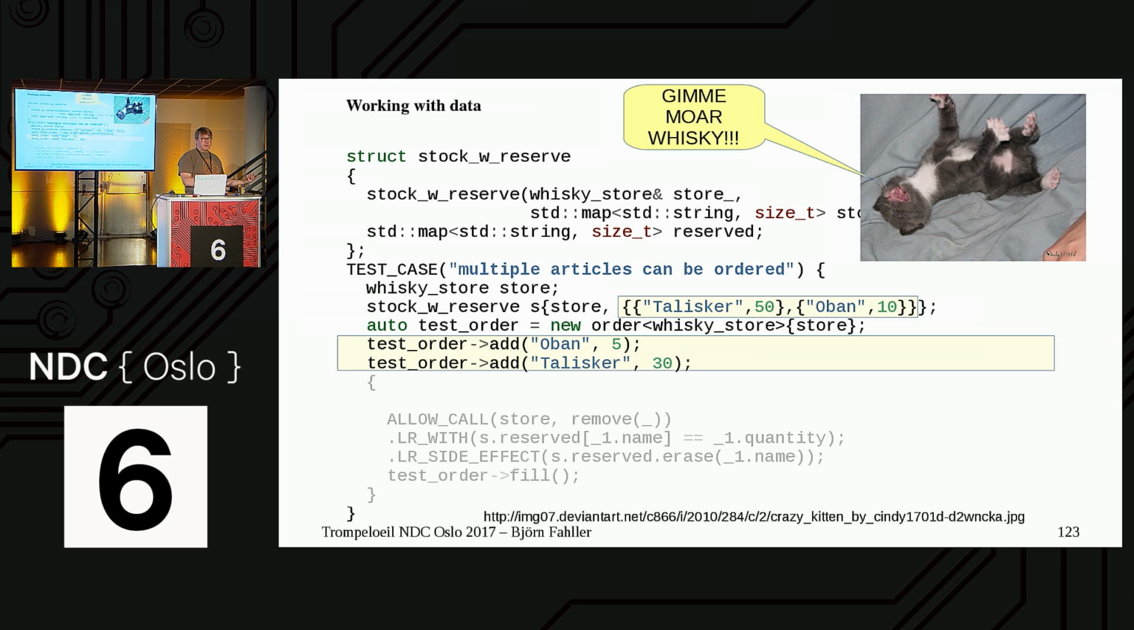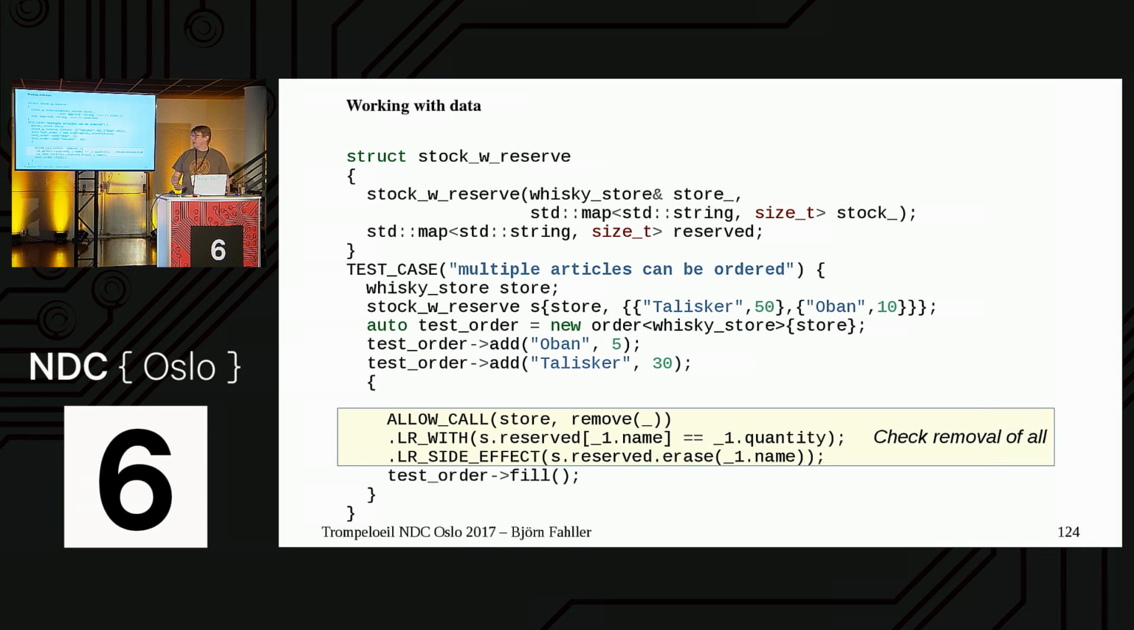So we want to be able to order several whiskies. So we stock up with both Taliskers and Oban. Add a few of both. And then we want to ensure that what is removed when we call fill is exactly what is reserved for each of them. So I have, again, the LR width to ensure that it is the expected quantity and that it exists there to begin with. And as a side effect, I remove it from the map.